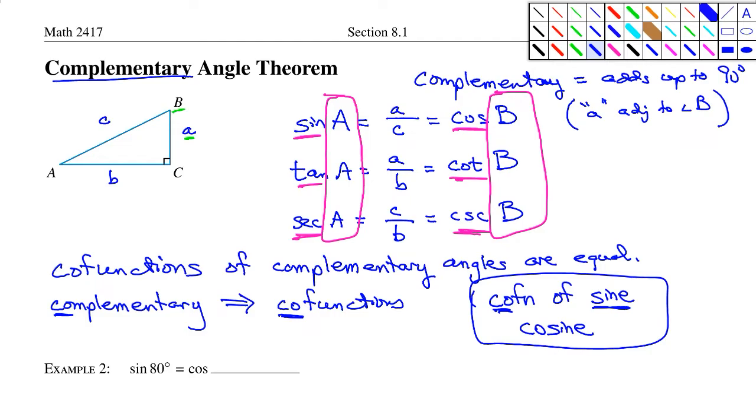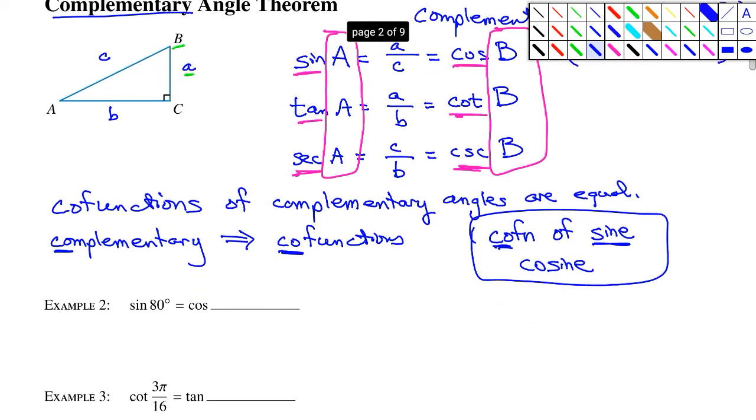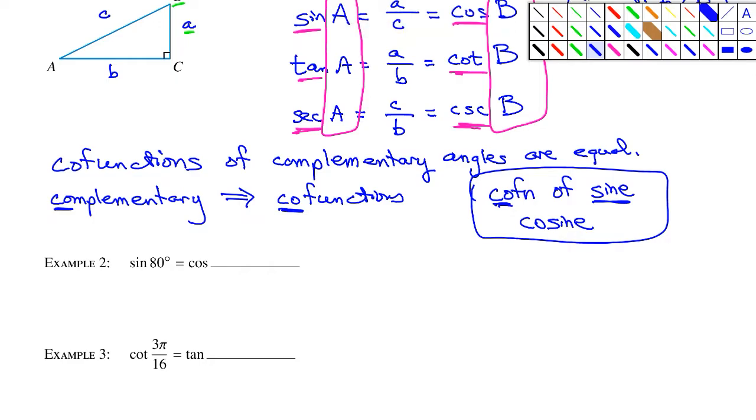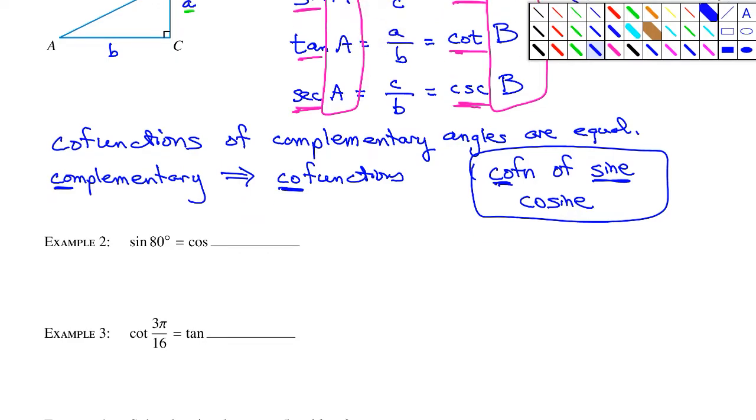Let's look at some examples. Example number 2. The sine of 80 degrees is equal to the cosine of what angle? Well, just using the complementary angle theorem, the sine of an angle is equal to the cosine of the complement angle. So if I take 90 degrees minus 80 degrees, I get 10 degrees. So the sine of 80 degrees is equal to the cosine of 10 degrees, among other answers, but this is the exhibition of the complementary angle theorem.